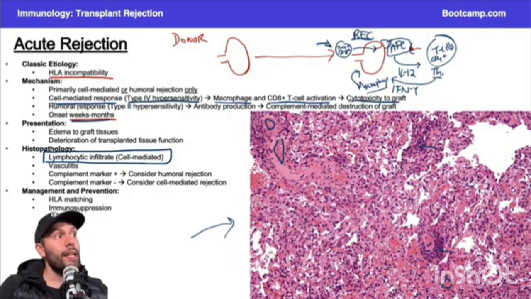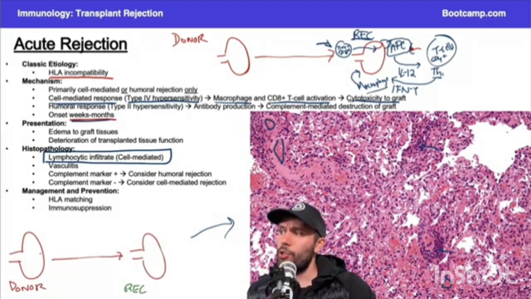Now, the thing about acute rejection that's a little tricky is that this can be a cell-mediated response, but it can also be a humoral response. But it's usually not both, okay? So it's kind of like it's one or the other. Now, this is the cell-mediated response like we just talked about. A humoral response would be a little bit different. So let's do the humoral response here on the bottom.